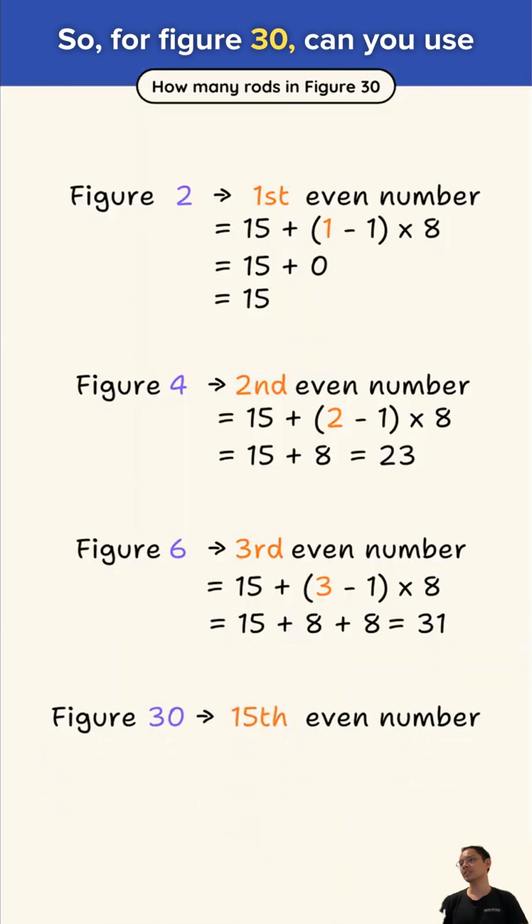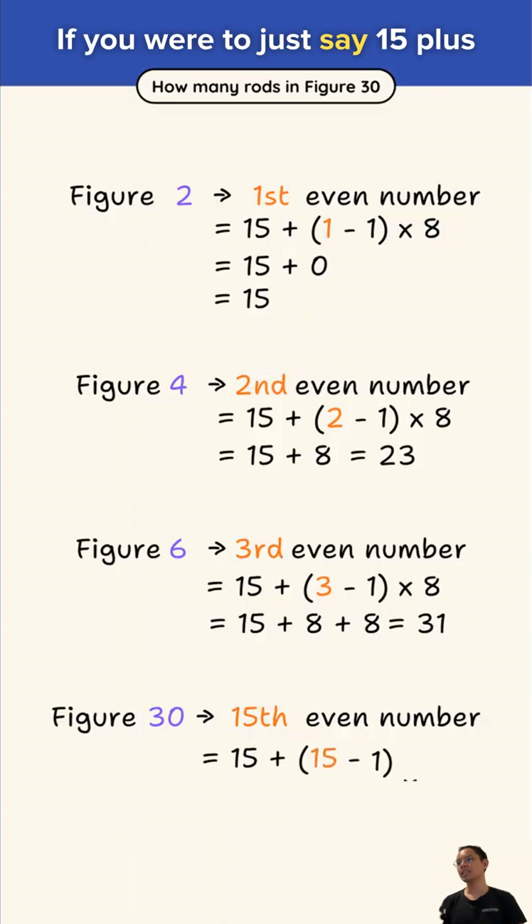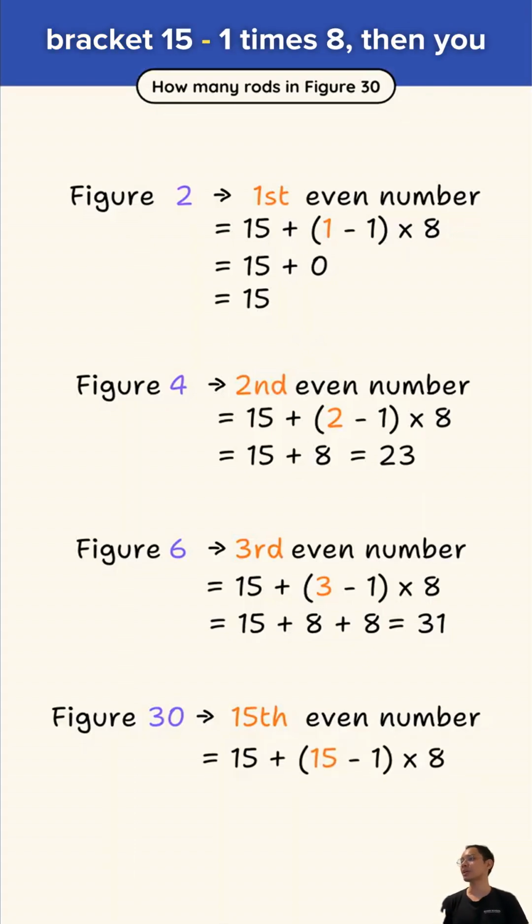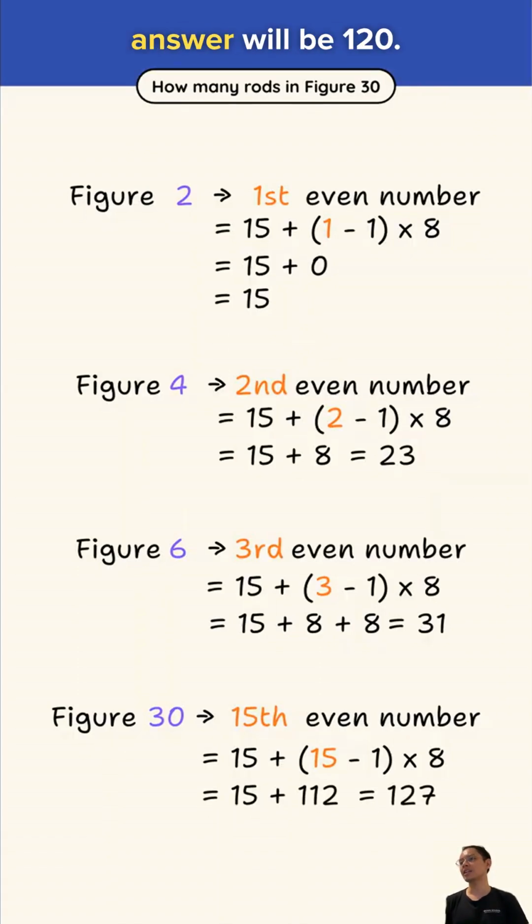So for figure 30, can you use the equation to find the total number of rods? If you say 15 plus bracket 15 minus 1 times 8, then you are right. In this case, the final answer will be 127. That's how you solve this PSLE math question.